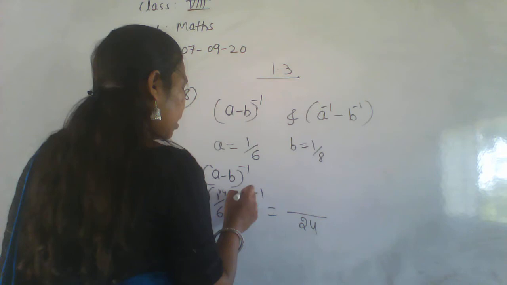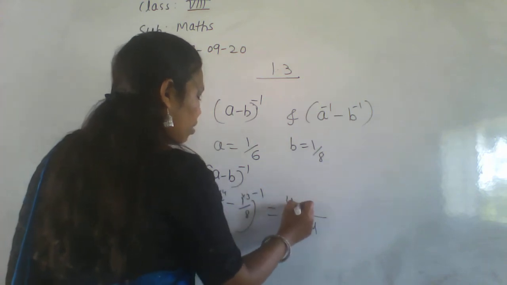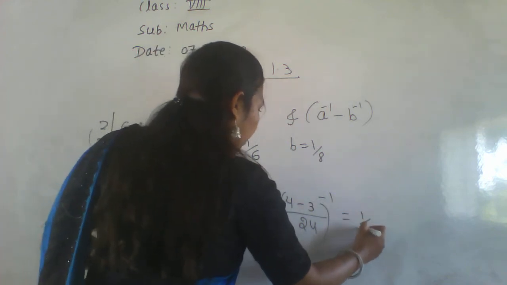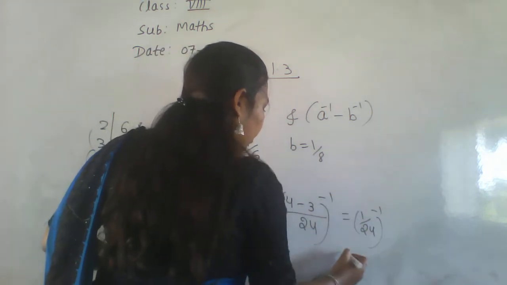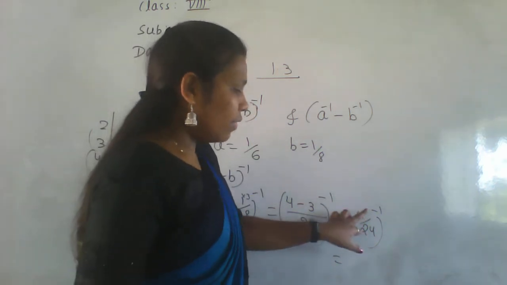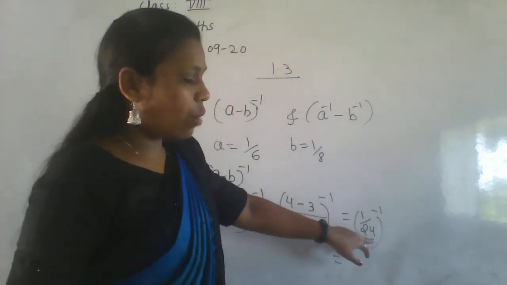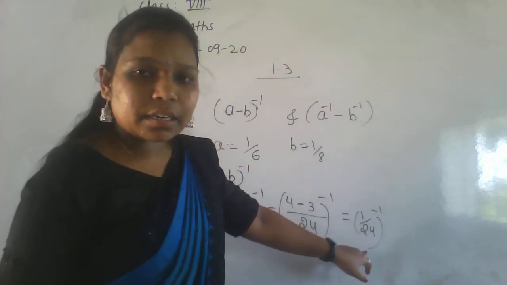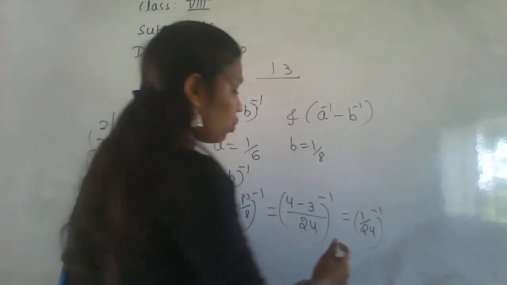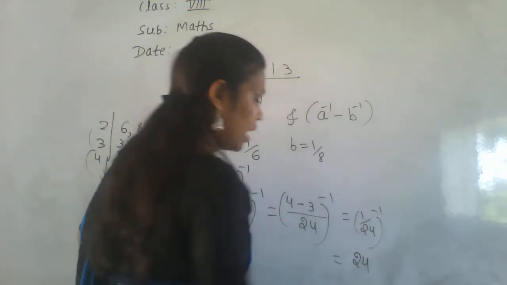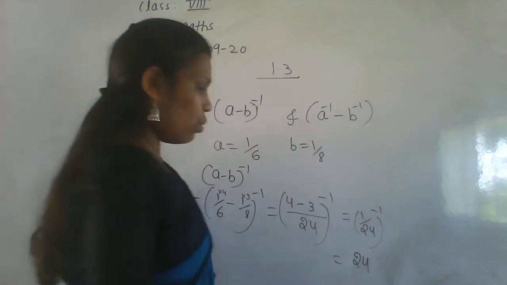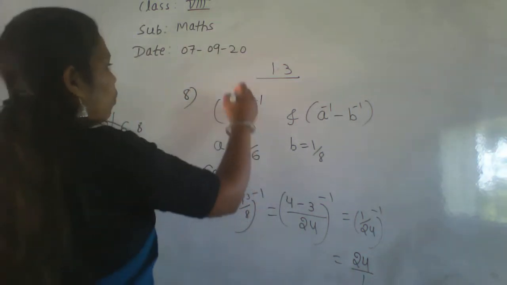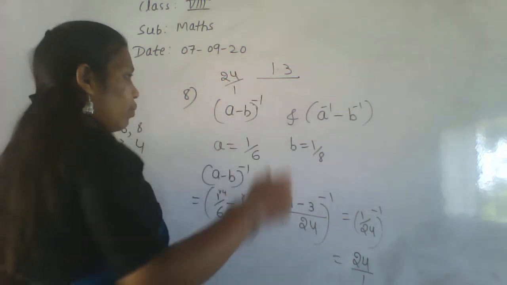And here 6 4s are 24 and 8 3s are 24. 4 minus 3 is 1, and here the inverse. That is 1 by 24 whole inverse. Whole inverse is nothing but we have to reverse this. We have to write the reciprocal of this 1 by 24. Reciprocal of 1 by 24 is nothing but what value? That is 24. So write here 24. This is the answer. Okay. So it is nothing but 24 by 1. So the first rational number is 24 by 1. Next one.